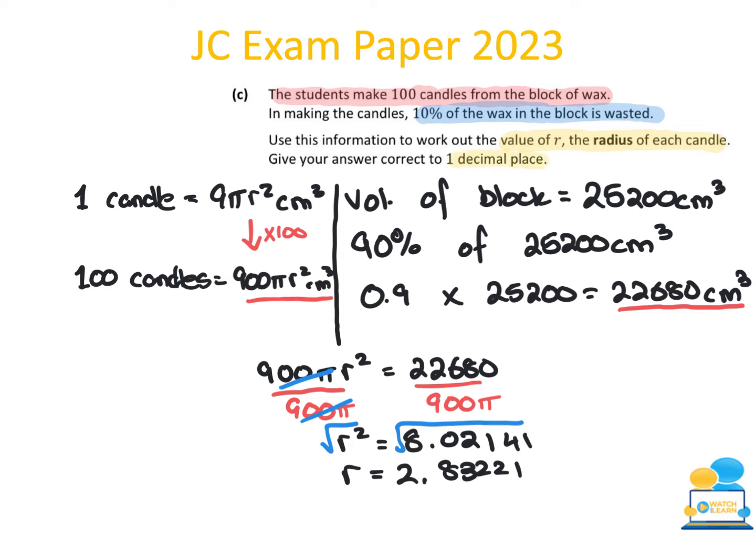Before I can finish off this question, it told me at the very end to give my answer to one decimal place. So rounding my answer, I can see that 8 is in the one decimal place position, and its neighbour 3 will keep that as 8. So my radius for one of these candles is 2.8 and my unit is centimetres. And that's my final answer.